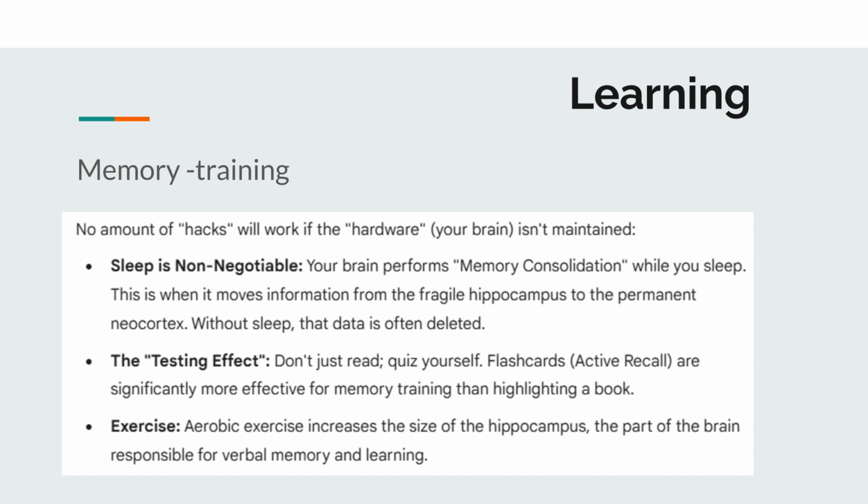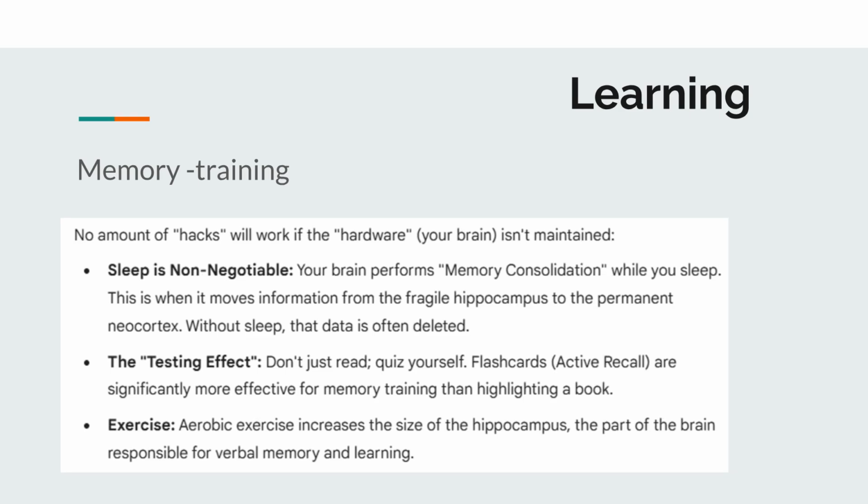Long-term memory is further categorized into implicit and explicit memory. Implicit memory is unconscious, like knowing how to tie your shoes, and is motor-based. Explicit memory is conscious memory of facts and events. It includes semantic memory for general knowledge and facts, and episodic memory for personal experiences and events.